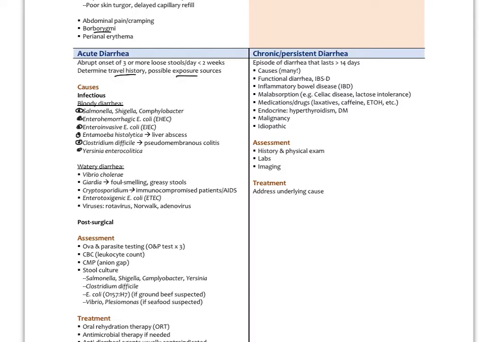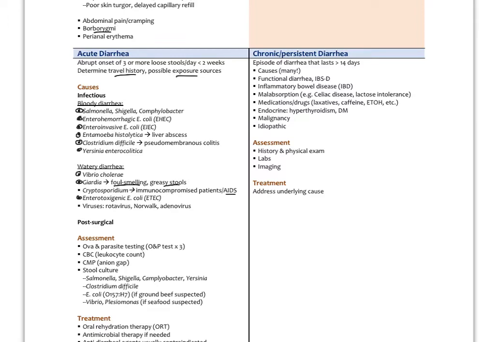Watery diarrhea is going to be cholera, which we don't see unless it's in a cholera endemic area, but this can be fatal from just severe dehydration. Giardia typically creates watery, non-bloody, foul-smelling, greasy stools. Cryptosporidium, this is going to be typical in immunocompromised patients like with HIV, full-blown AIDS.